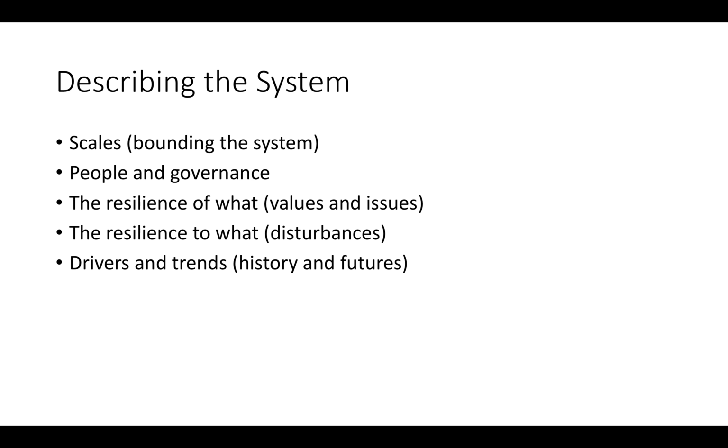So there's 5 steps to describing the system: identifying the scales, which is bounding the system, identifying the people and the governance, defining the resilience of what, so what are the values and issues that we're concerned about, the resilience to what, so what are those disturbances, and identifying the drivers and trends. And we'll talk about each of these.